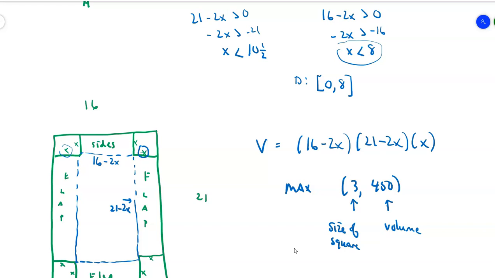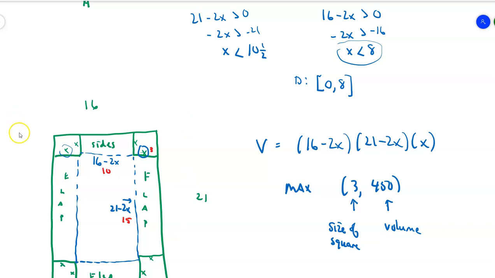So 16 minus 2 times 3 is 6. So one side of your box would be 10. 21 minus 6 is 15. And we said that this was 3. So 10 times 15 times 3 gives you 450 for a volume.